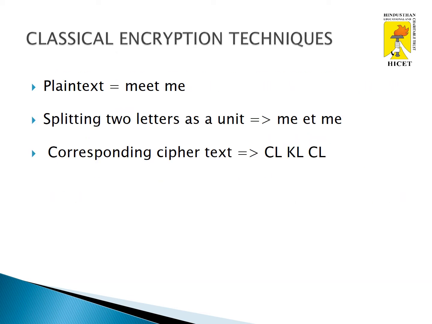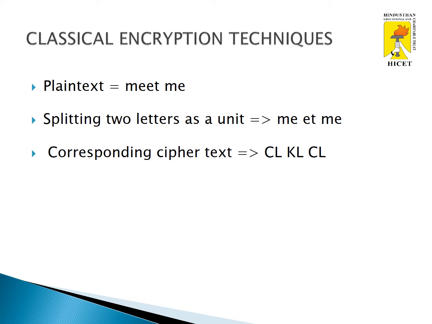Plain text is "meet me". We are going to convert this plain text into ciphertext by using the Playfair cipher. So the plain text is "meet me". First, we have to create pairs, splitting the text into two letters as a unit. That is, "meet me" is converted into ciphertext. So first we create pairs from the plain text letters, and then we apply those rules to convert the plain text into ciphertext.